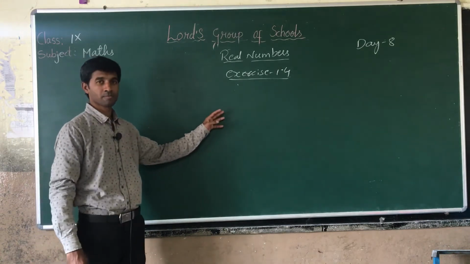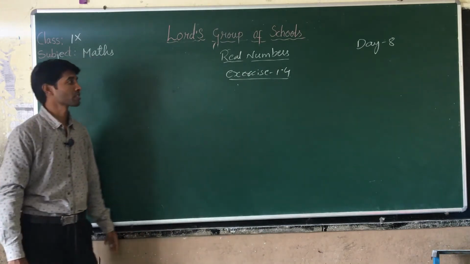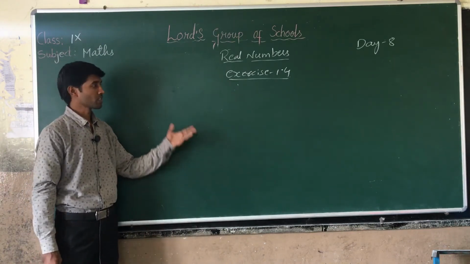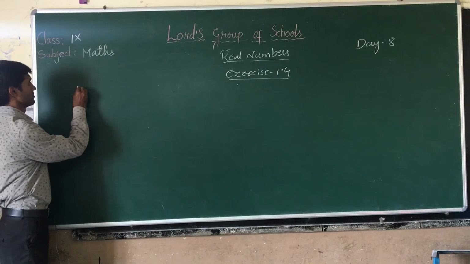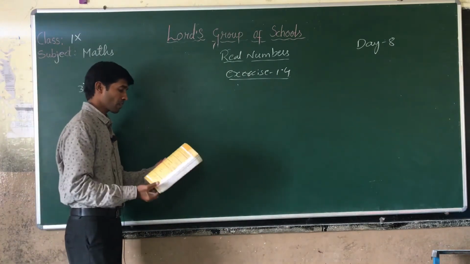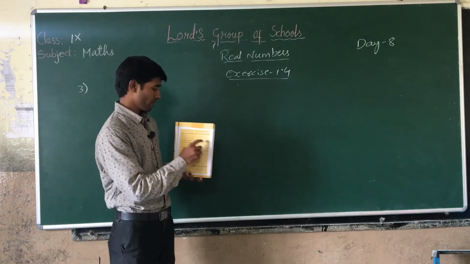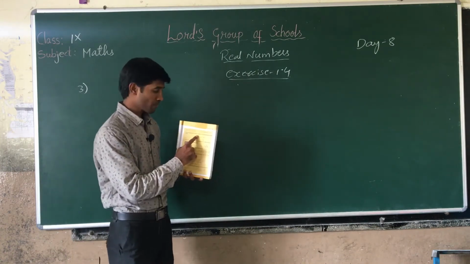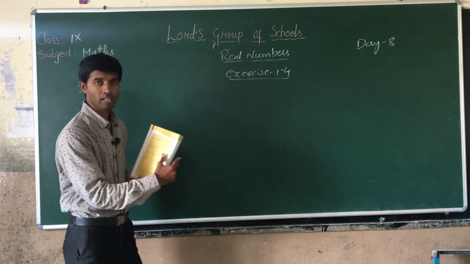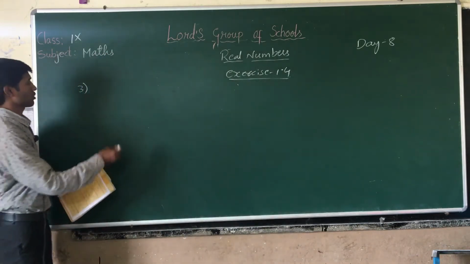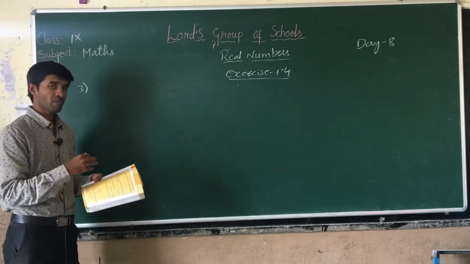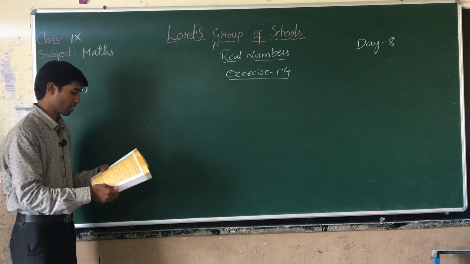Yesterday, in the previous video, we discussed up to the second bit of the fourth exercise. Now let us continue from the third bit. The third question is: in the following equations, find whether the variables x, y, z represent rational or irrational numbers. They have given a few equations in this bit, and we have to say whether each is a rational number or an irrational number.